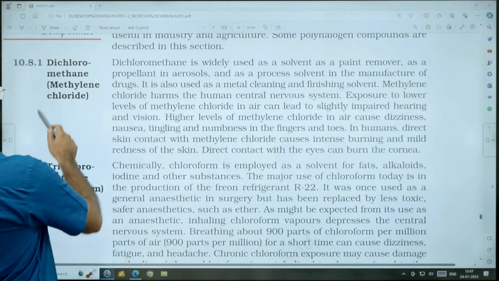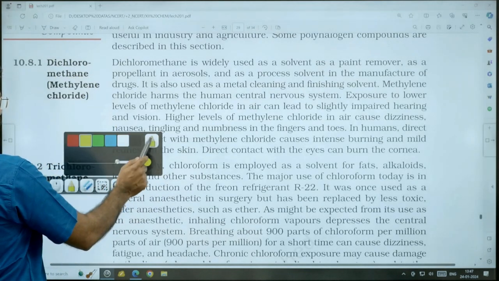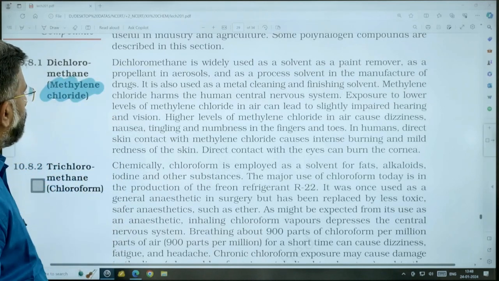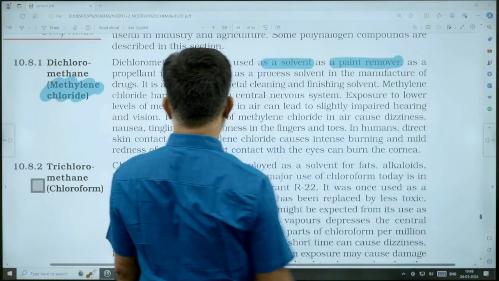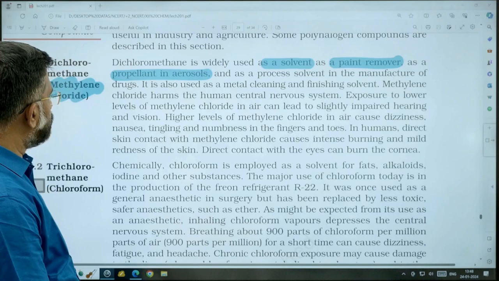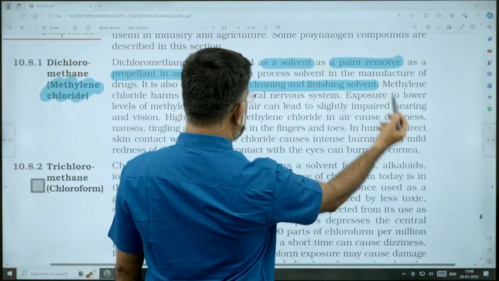First one, methylene chloride, dichloromethane. It is used as a solvent, paint remover, propellant in aerosols, in the manufacturing of drugs, and as a metal cleaning and finishing solvent.